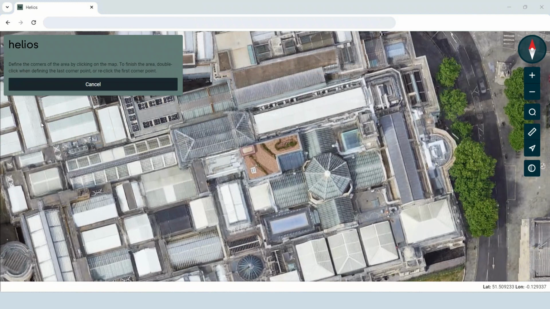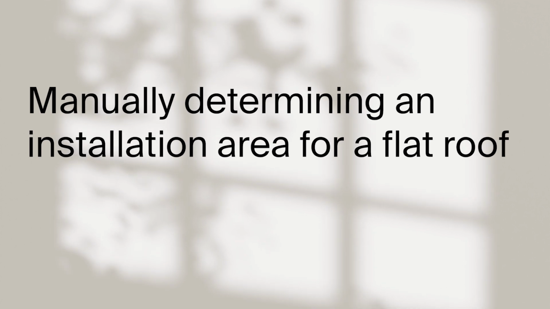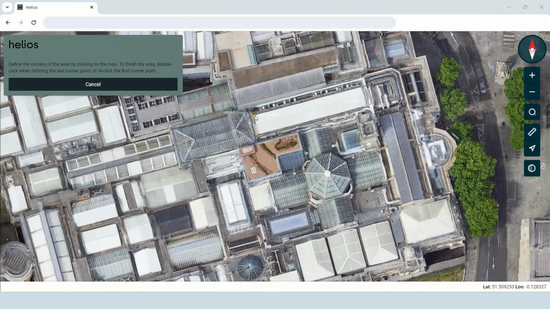You can design a system quickly and precisely with the help of Google satellite images. First, we'll show you how to manually set an installation area and place panels on a flat roof. Then, we'll demonstrate how this system can also be automatically generated with Helios. Manual system design is possible on all locations, with or without available elevation data.